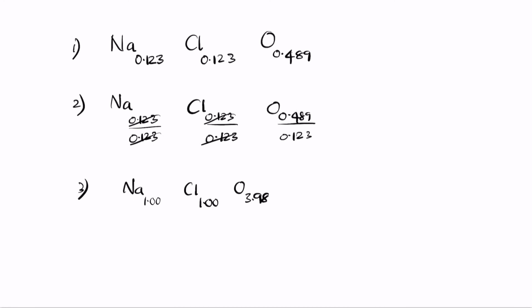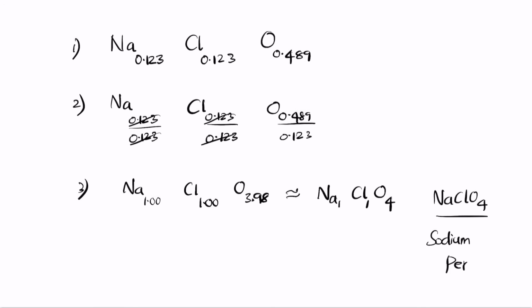Now 3.98 is nearly close to 4, so you can round it off. So round off all the values, and you get Na1, Cl1, O4. So this is the formula, or you can write it as NaClO4. So it is sodium perchlorate. If you remember from the last chapter, the name is sodium perchlorate. So this is how you can start from mass and end up getting the final compound.